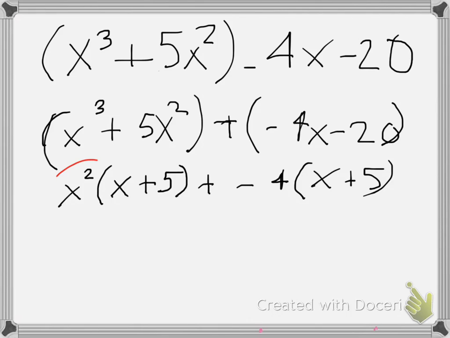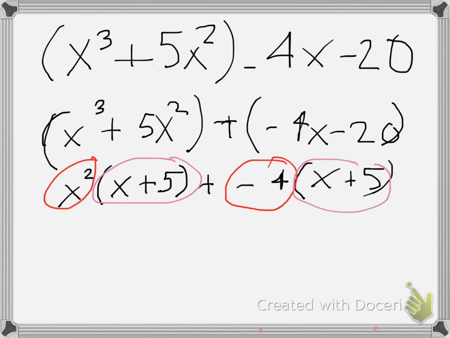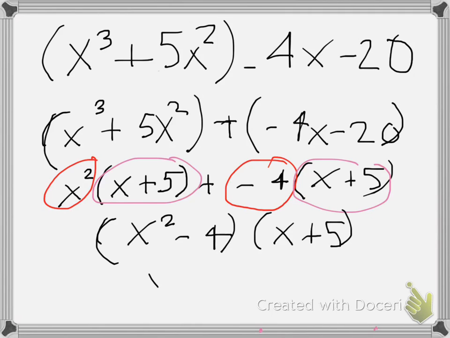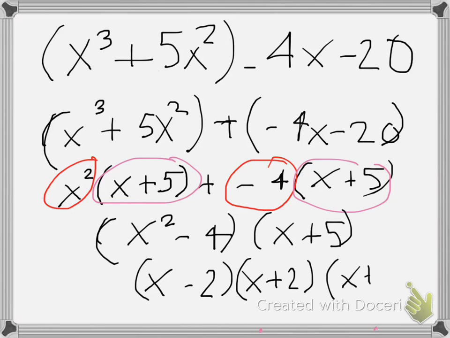Now we're going to group them, which means we're going to put these together and put these together, and it's going to turn out x squared minus 4 and x plus 5, which is the same thing as x minus 2, x plus 2, and x plus 5. That's your final answer.